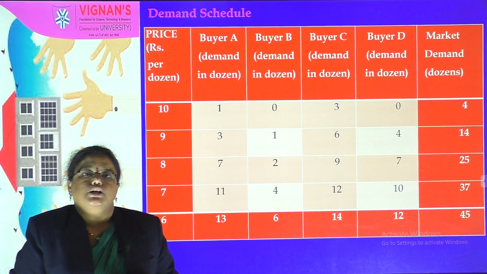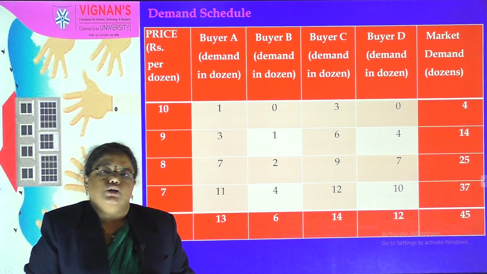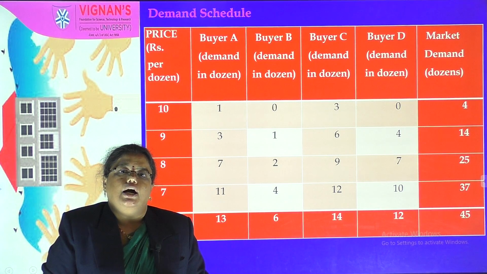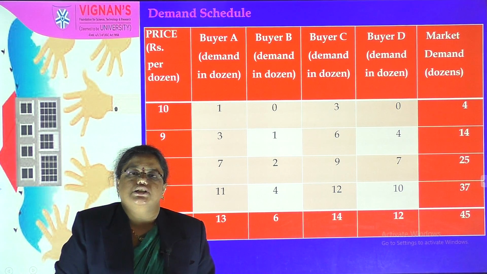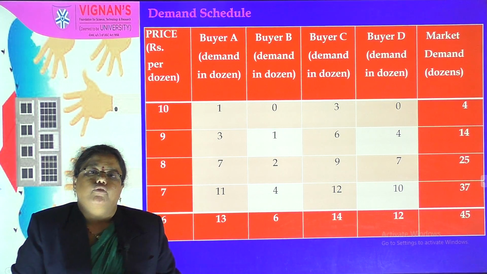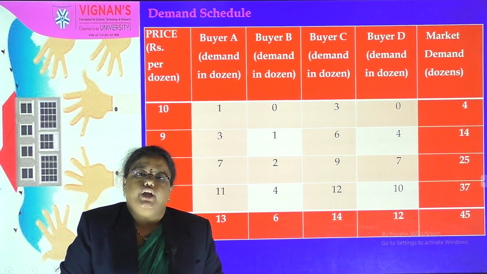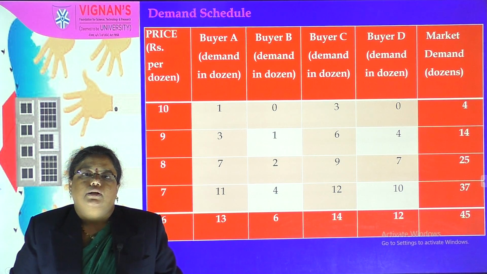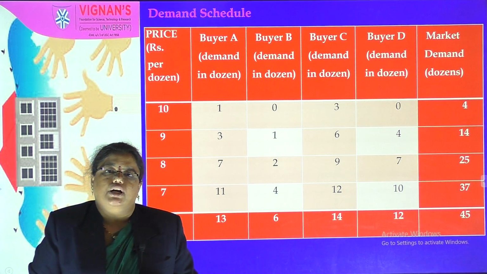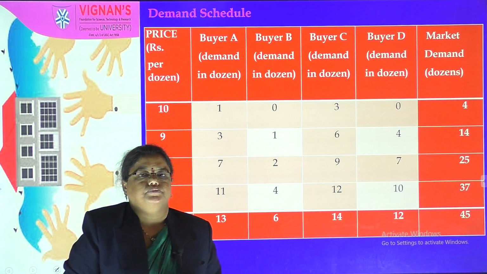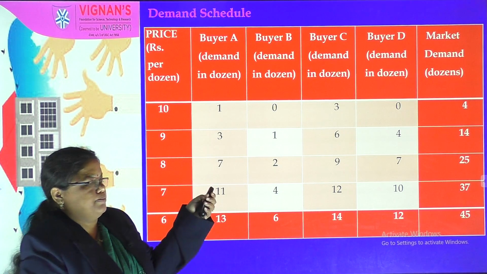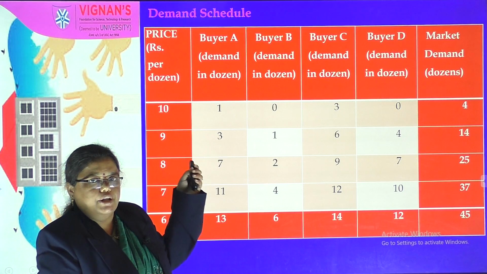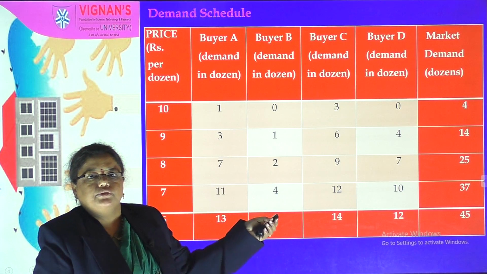In market demand, so many buyers are there. Adding all those buyers is very difficult. So we assume three or four buyers are there, then the addition is not so difficult. I will explain market demand and the demand schedule with the help of a table.